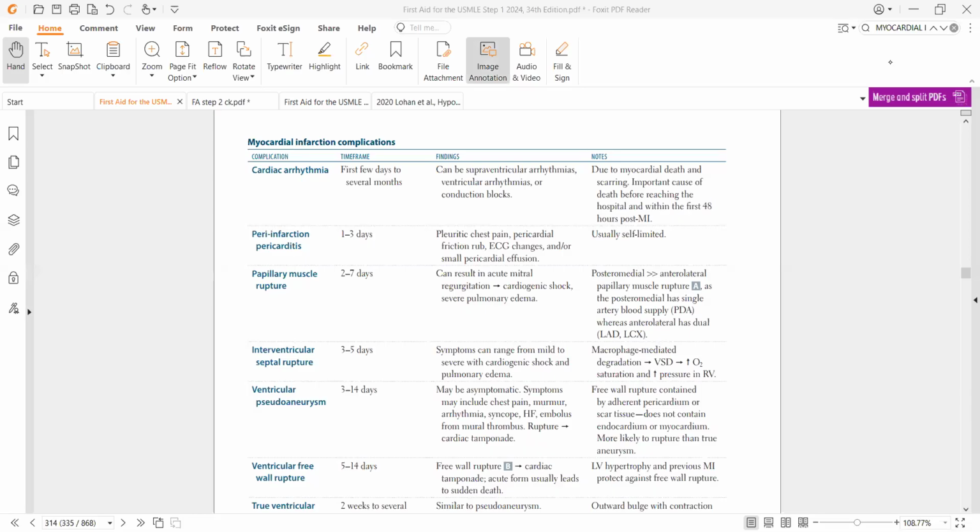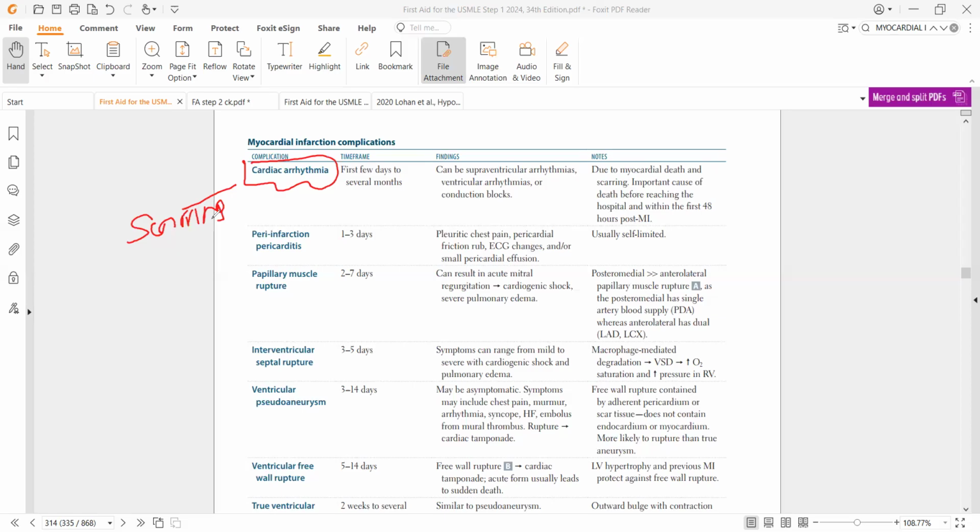Okay. This is again the duplication of the myocardial infarction in detail. So cardiac arrhythmia. Which arrhythmia is the most common? It is ventricular arrhythmia, right? And what is the mechanism of this cardiac arrhythmia? The mechanism is basically scarring due to myocardial infarction, right?